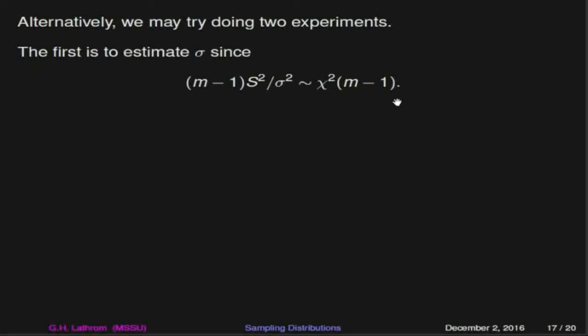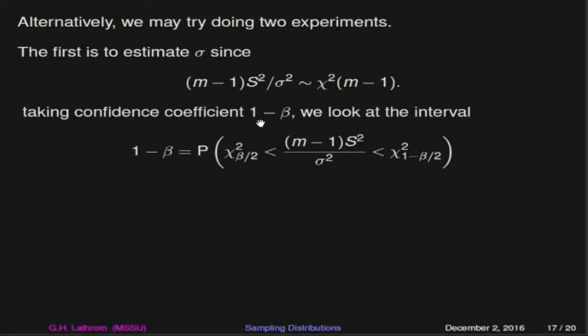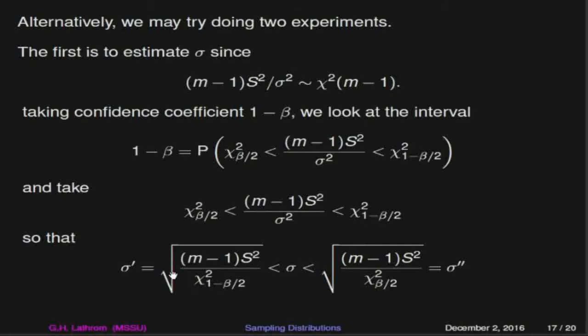We know that m minus 1 times the sample variance over sigma squared has a chi-square distribution with m minus 1 degrees of freedom. Taking our confidence coefficient for the first experiment to be 1 minus beta, we have this interval, with half the area below and half the area above. If we solve for sigma squared, then we have a lower bound of sigma prime, which is this expression, and an upper bound of sigma double prime, which is this expression.